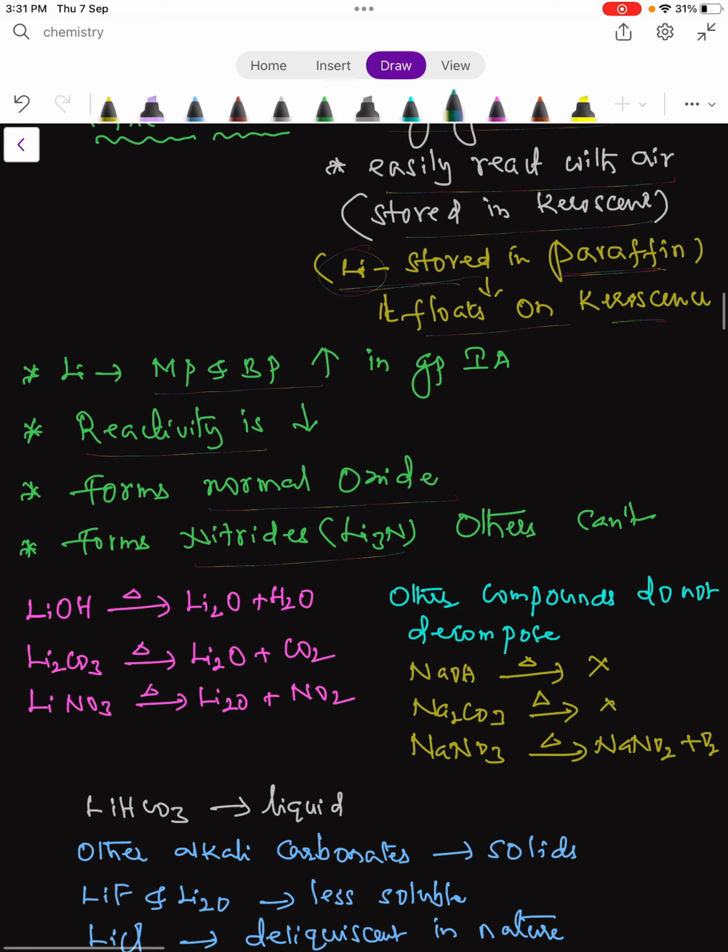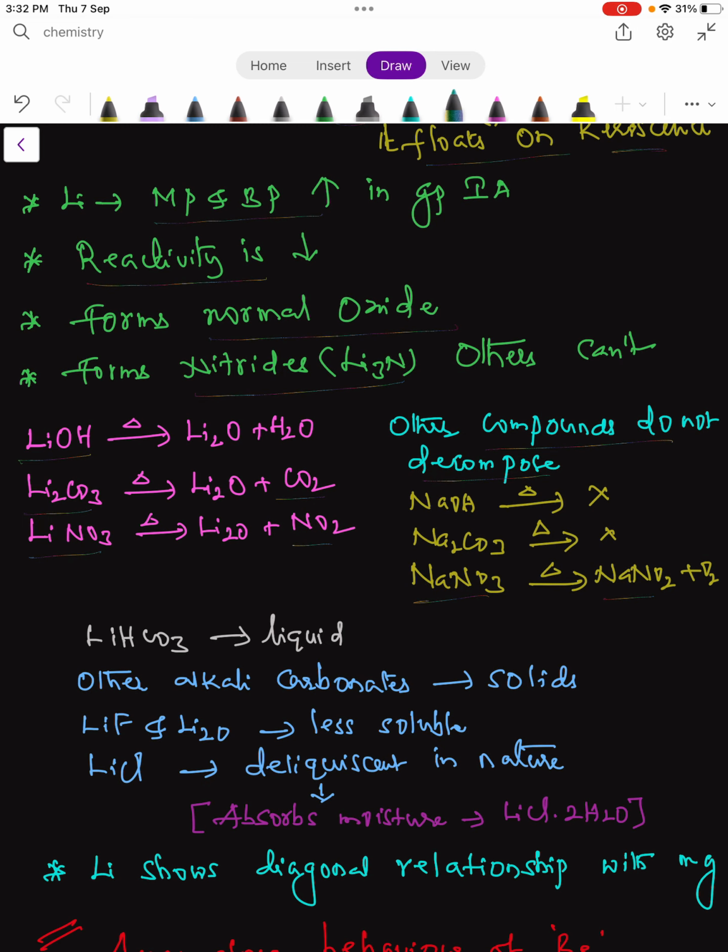Lithium hydroxide on heating decomposes to Li2O plus H2O. In the same way, carbonates decompose to carbon dioxide, nitrates decompose to nitrogen dioxide, right? Whereas other compounds do not decompose, like NaOH, which also belongs to 1A group only. It is not undergoing decomposition, right? Sodium carbonate also generally does not undergo decomposition, but nitrates somewhat do undergo decomposition, forming nitrite, and oxygen is liberated. Now let us see the properties of these compounds.